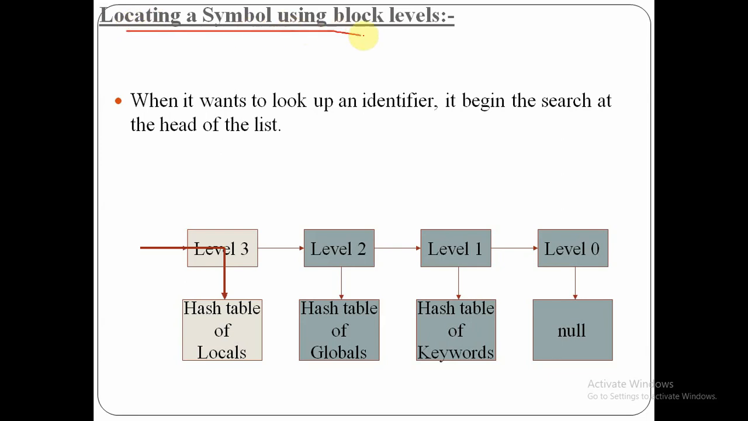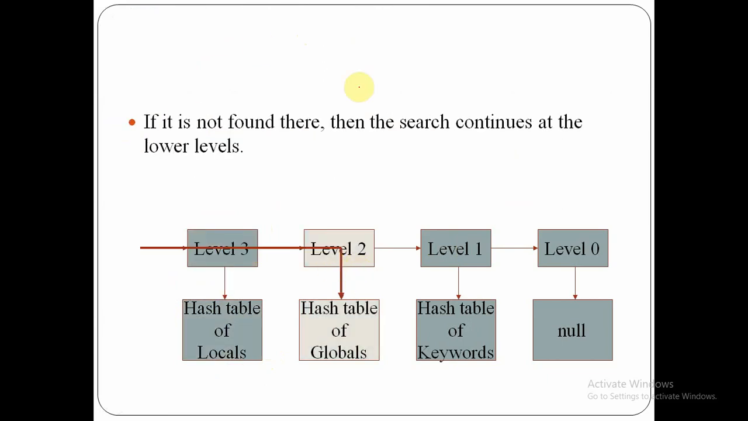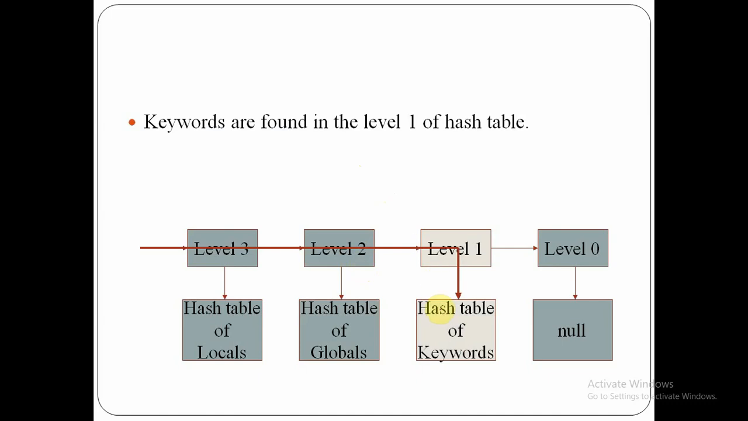Locating a symbol using the block levels. When it wants to look up an identifier, it begins the search at the head of the list. Head means level number 3, that means the locals hash table. If it is not found, then the search continues to the next level. Next level is globals. If it is not matching, then the search continues to the next level, meaning the hash table of keywords.